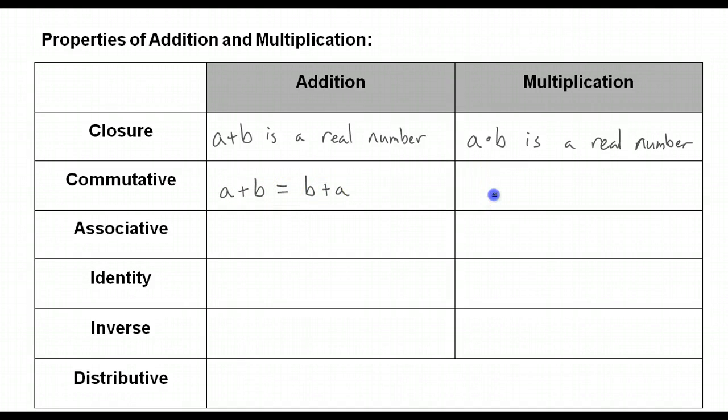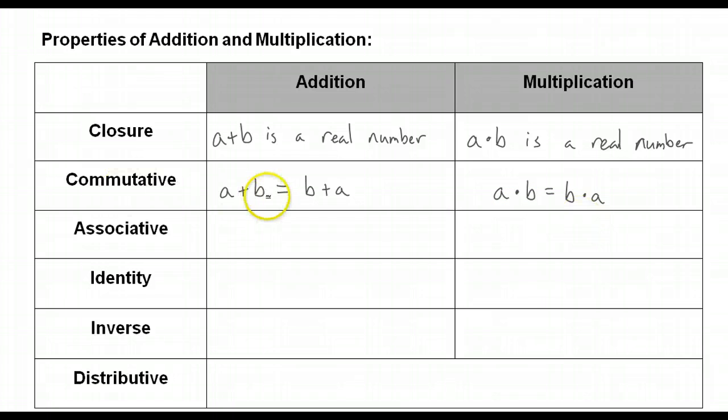I can do the same thing with multiplication. I can change the order in which I multiply. 2 times 3 is the same as 3 times 2. 2 times 3 is 6. 3 times 2 is 6, and 6 equals 6.